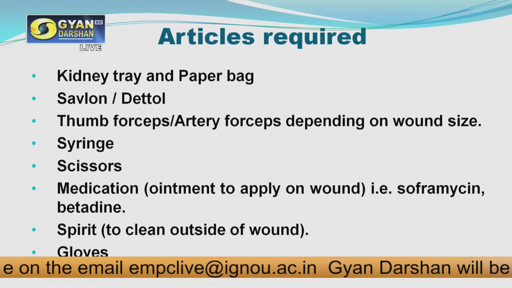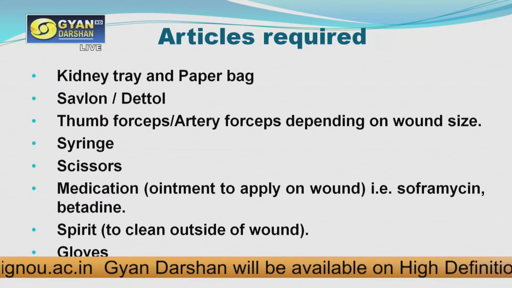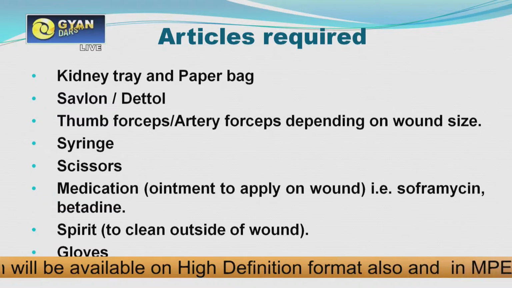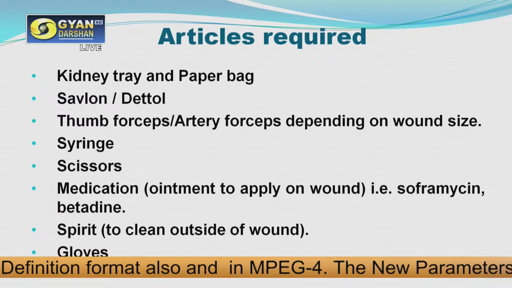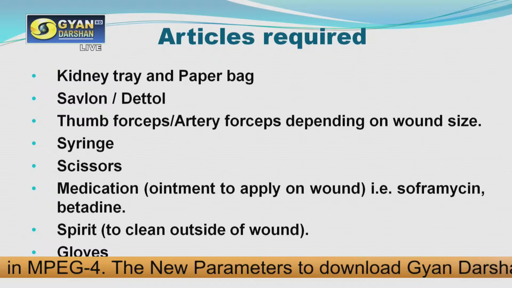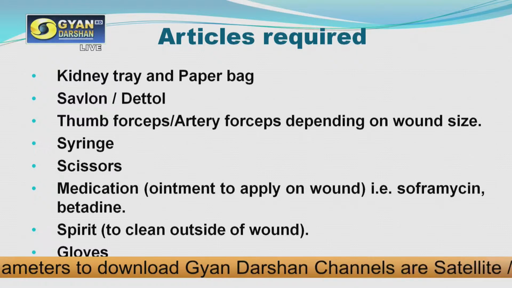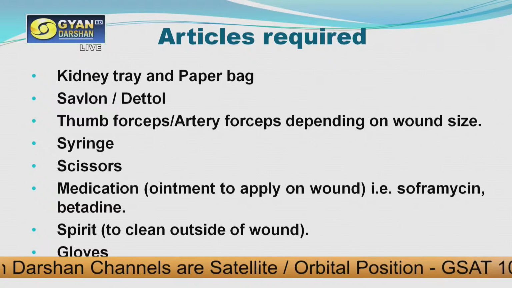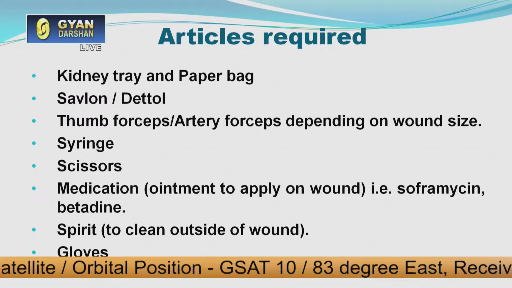There are various articles which are required to be used. You have to prepare the articles as you do for every procedure. Prepare the articles before doing the dressing, using a kidney tray or paper bag, Savlon or Dettol, forceps, syringes, scissors, medication in case any ointment is to be used on the wound, and spirit as well as gloves.